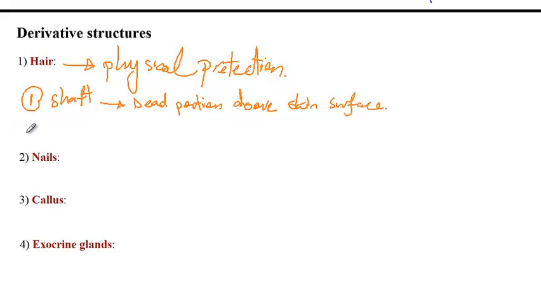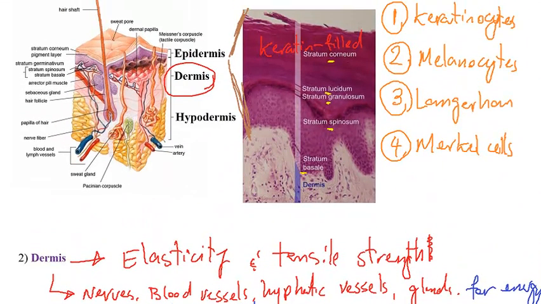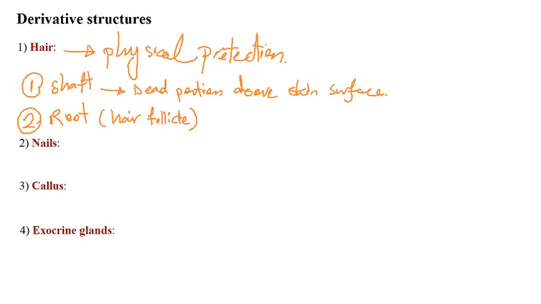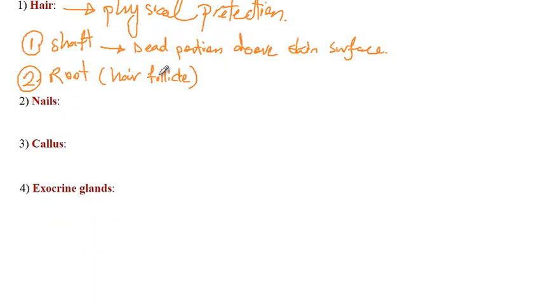And then the second structure is the root of the hair, which is located within the hair follicle, and this is located inside the dermis layer. So here you can see that we have a hair follicle located within the skin dermis. The next structure is the nail, which is formed from compressed layers of the outer epidermis.